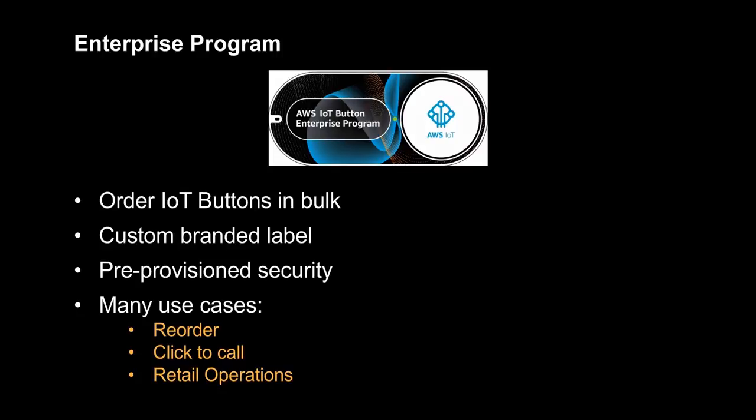What we also do in the Enterprise program is that we pre-provision the security. So in our first demo, we went through the mobile app and we added a certificate, and then we logged into our AWS accounts. With the Enterprise program, we pre-provision all of the security, so your buttons are just ready to be deployed inside of your environment. And these can fit many use cases. Similar to the retail operations demo that I did earlier, you can also have use cases around reorder or click to call.